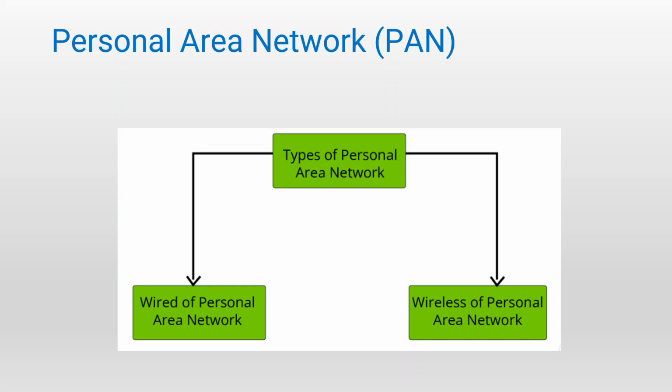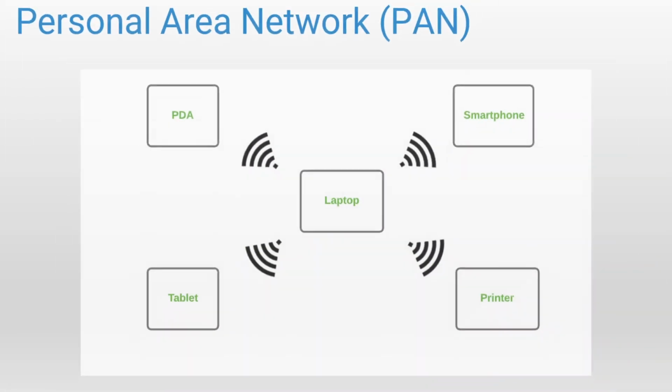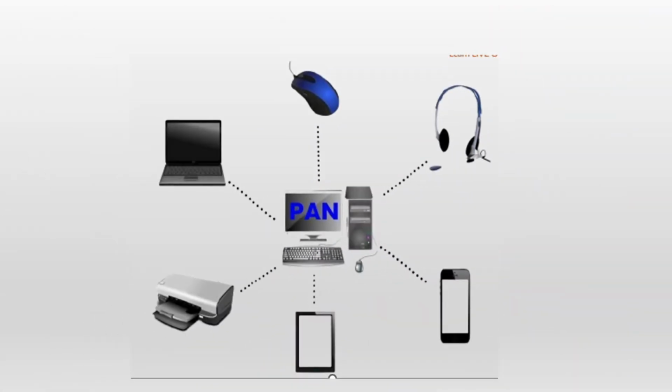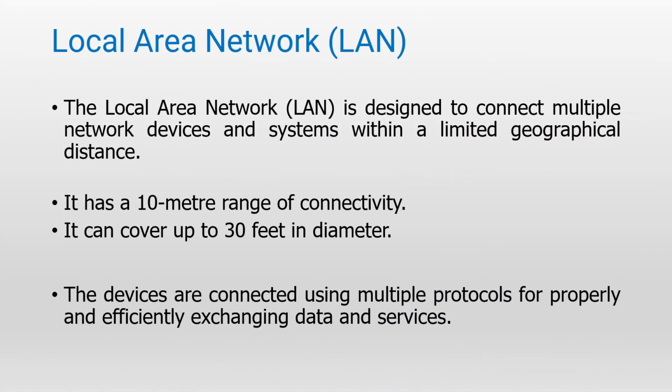Personal area network is again classified into two types, wired and wireless. So this is the example. If the laptop is connected to different types of digital devices through wireless means, that is called wireless personal area network. And if the system is connected through wired means, it is wired personal area network. So every day we use this type of PAN network.